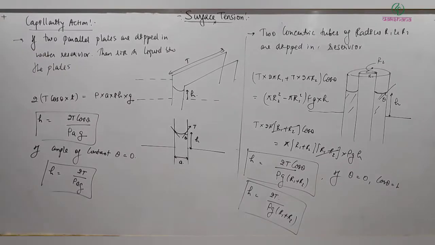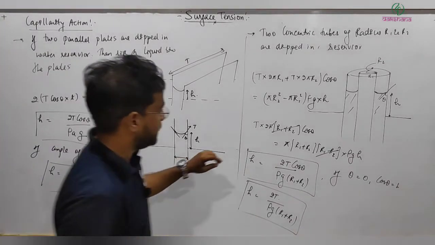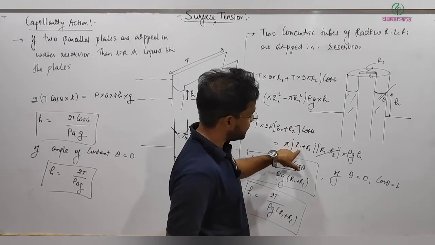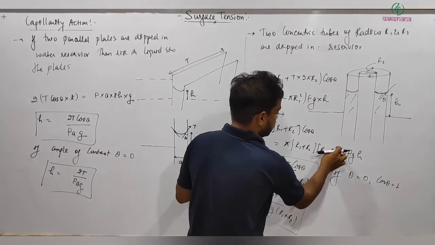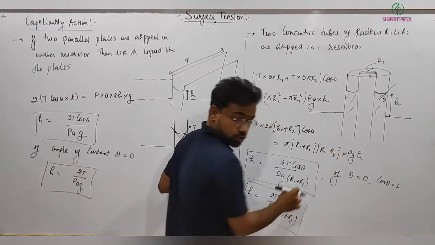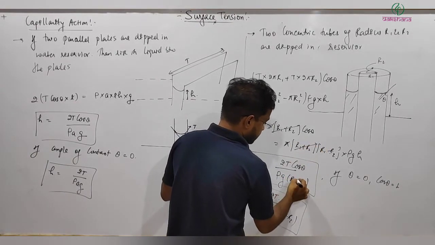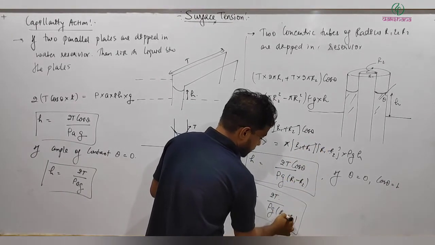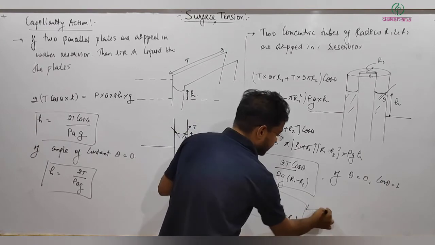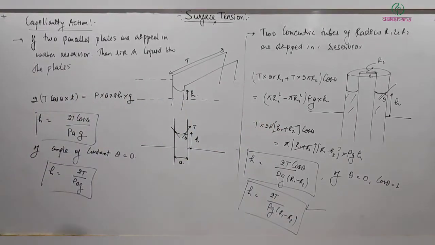There is one mistake I made here. The R1 plus R2 part will cancel, not the R1 minus R2. So we will have this cancelled, and here it will be R1 minus R2 in the denominator. This will be the final result in this case. So just take care of that.